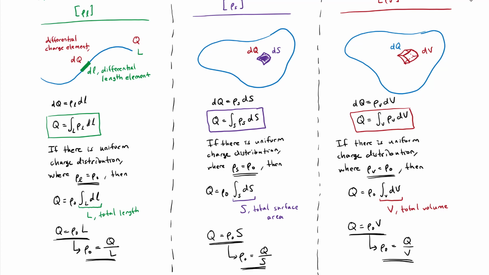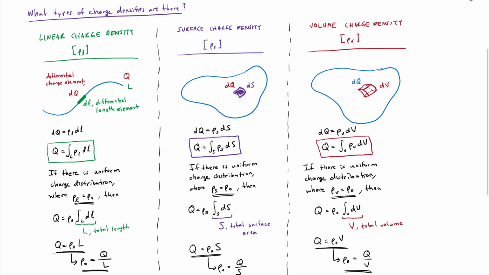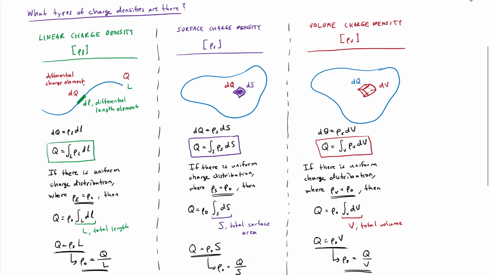So just keep in mind, these are the different options you have when we're looking at different charge densities. You have linear charge density, surface charge density, and volume charge density.